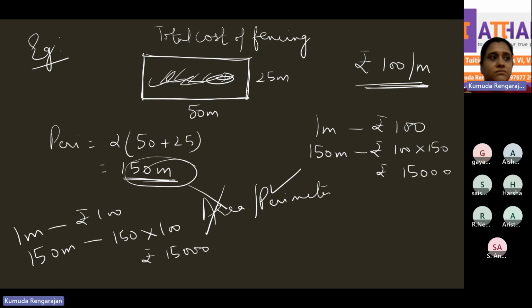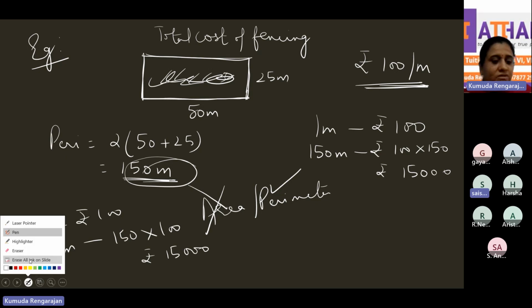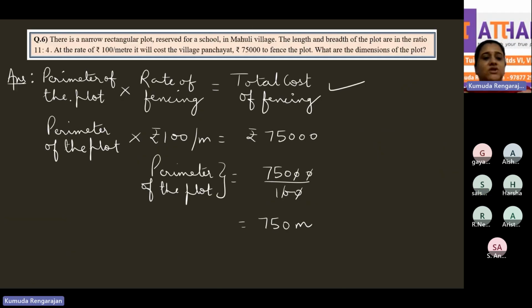This is understood, children? All of you? That's what I've written here: perimeter of the plot into the rate of fencing is equal to the total cost of fencing.